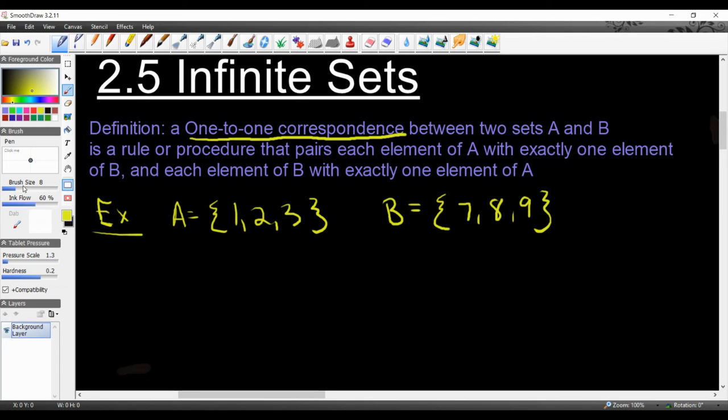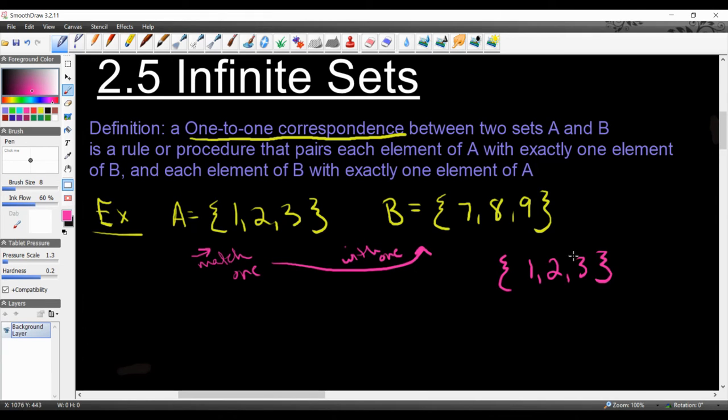So what I can do with this is I can set these up to where I can match one of the A's with one of these elements. Let me show you how I would do this. I would start with A, so 1, 2, 3, and I'm going to line it up on top of B.